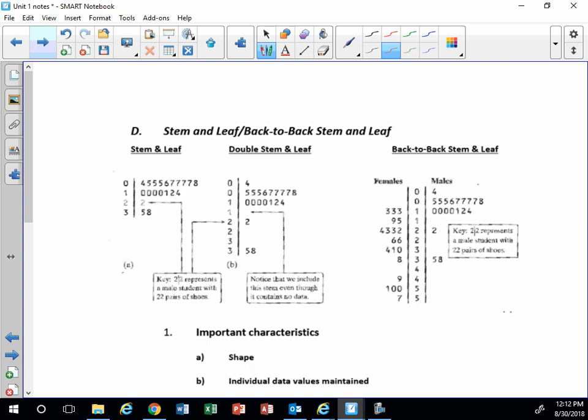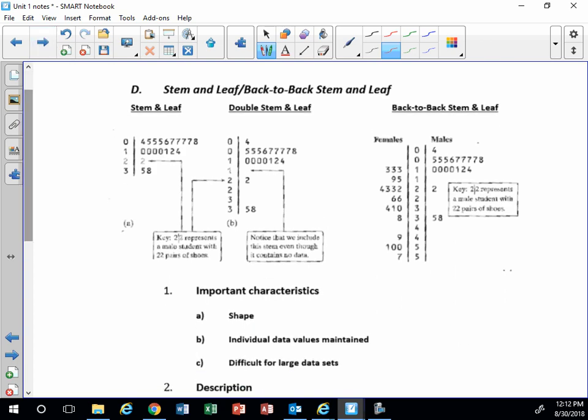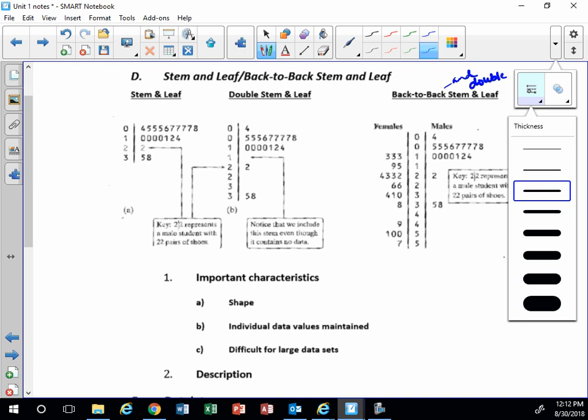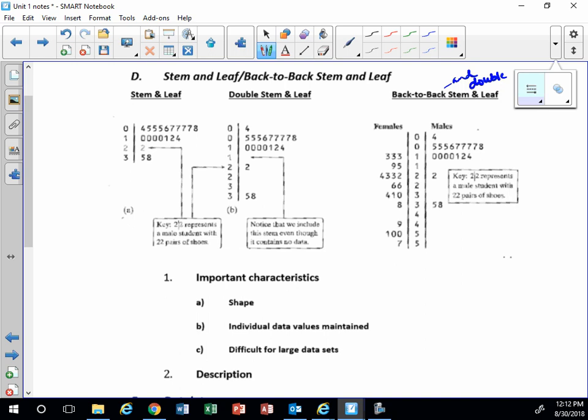All right, let's keep going. Stem and leaf plots. So there's a few different kinds. This is just a regular stem and leaf plot. This is what's called a double stem and leaf plot. This one happens to be a back-to-back and double. We should include that at the top there. Double stem and leaf plot. So let's look at these and how you read the values from them.